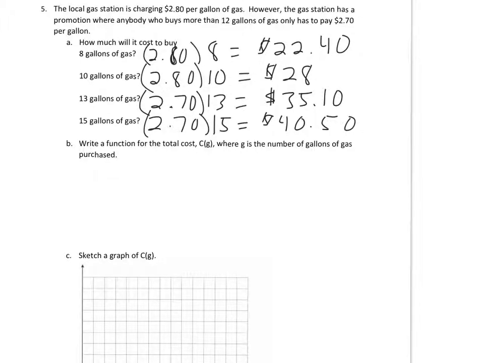So you can see here the formula you're using to calculate the cost depends on how many gallons they buy. So in part B, we have to write the function for the total cost as a function of the number of gallons purchased. So that would be C of G equals, we're going to need two separate rules. The first rule will be if the number of gallons, that's G, is less than or equal to 12. And the second rule will be if the number of gallons is more than 12.